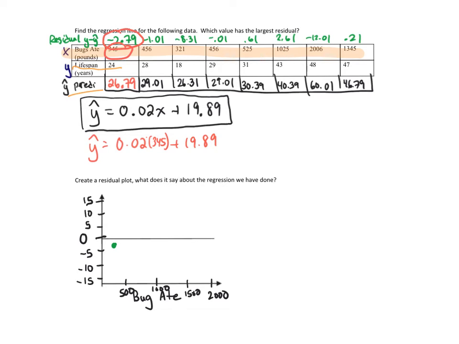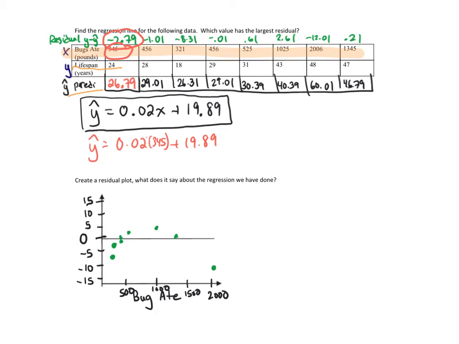Our next one is 456 and negative 1.01, so somewhere around there. Then we have 321, negative 8, somewhere around there. We have 456 and negative 0.01, so that's really close to this one. Then we have 525 and 0.61, so that's a little positive there. We have 1,025 and 2.61. We have 2,006 and negative 12. And then we have 1,345 and 0.21.